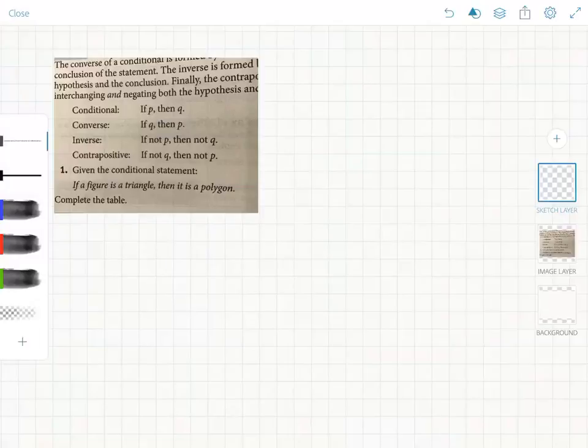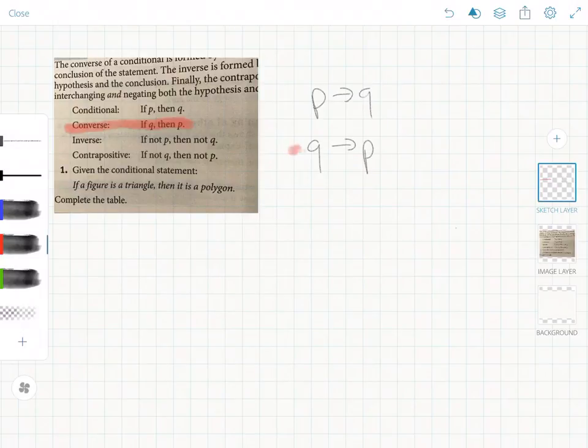So now that we've established what a conditional statement is, we're going to play around with the order of the two parts of the conditional statement, the hypothesis and the conclusion, and we're also going to consider what happens when we negate either one of those. So if the conditional statement was if P, then Q, we have this thing called the converse, which is just switching around the conclusion and the hypothesis. If Q, then P.